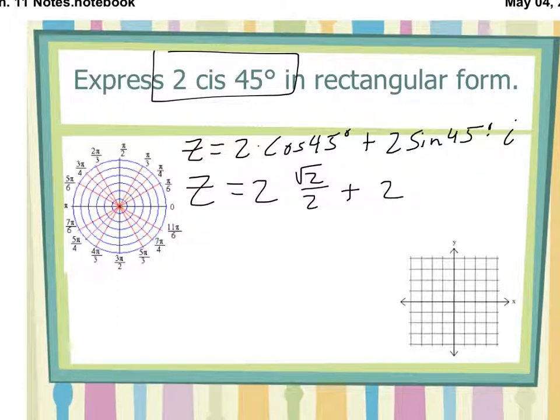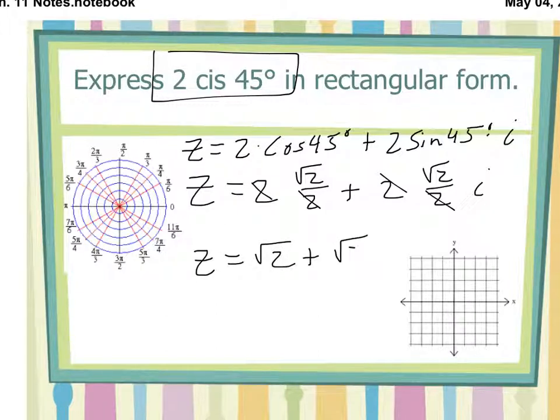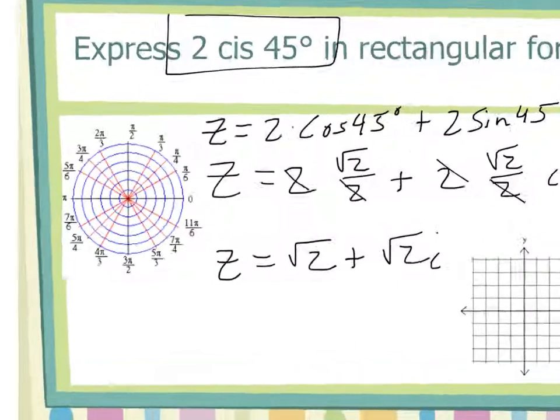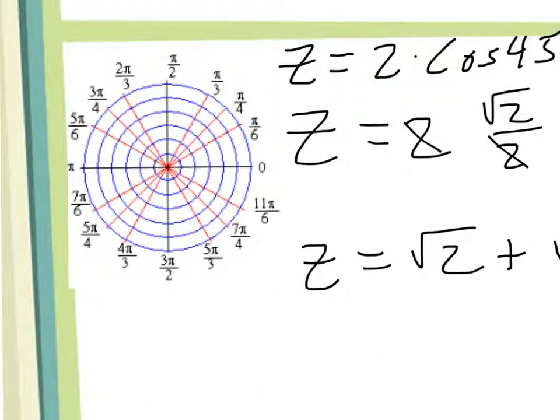I could go to the unit circle if I needed to. By now you may just know that cosine of 45 is square root 2 over 2. Same with sine. The 2's cancel. Real component square root 2, imaginary component square root 2 i. As far as graphing both of these, remember, in polar coordinates, I would go to 45 degrees and then a length of 2 units away from the center.